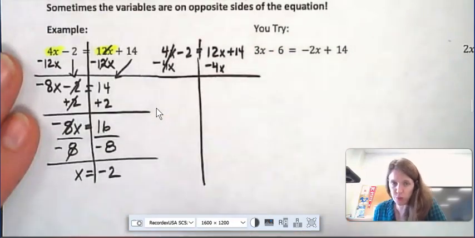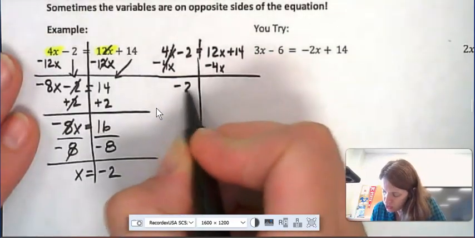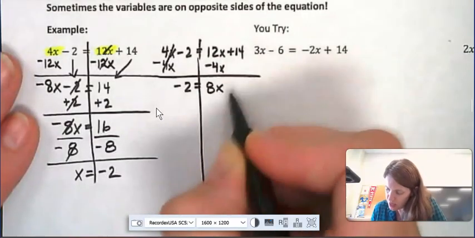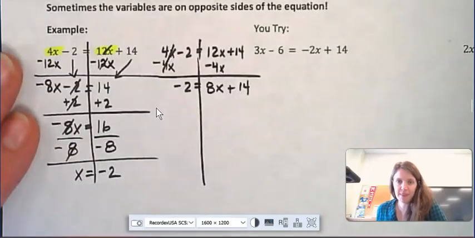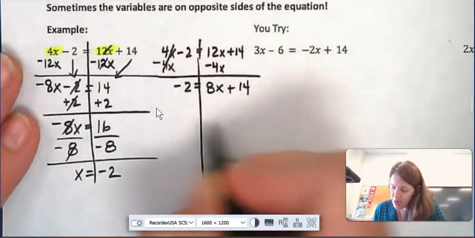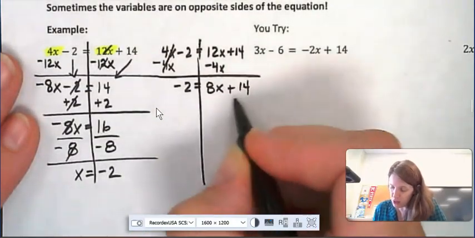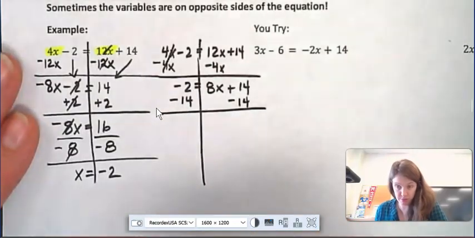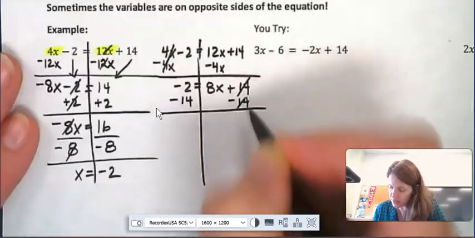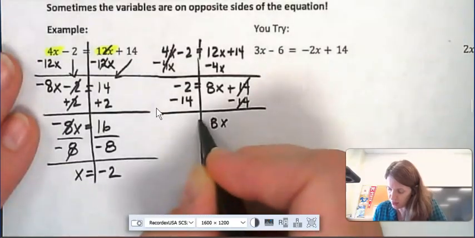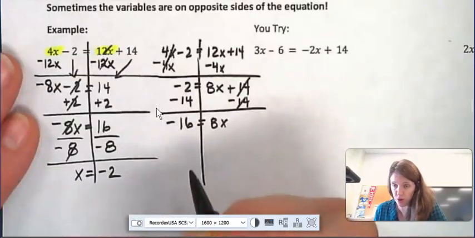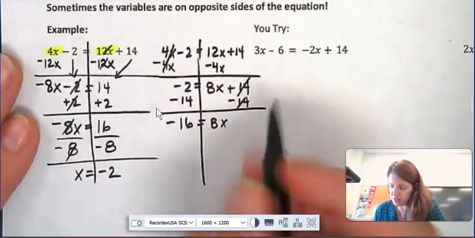In that case, these ones cancel, and I get a negative 2 is equal to 12 minus 4, which gives me 8x plus 14. And then I'm going to move my positive 14 over with my negative 2 because I want my constants, or my numbers without variables, to be also together. These cancel, and I get 8x on the right side is equal to negative 2 minus 14, which is 2 negatives, so I have a bigger negative, which equals negative 16.